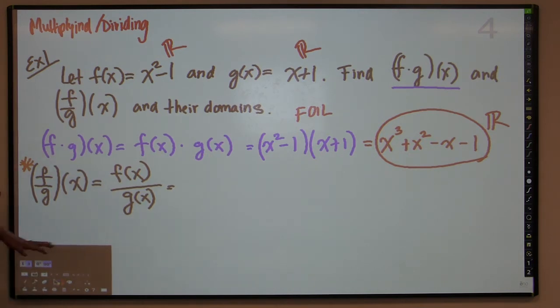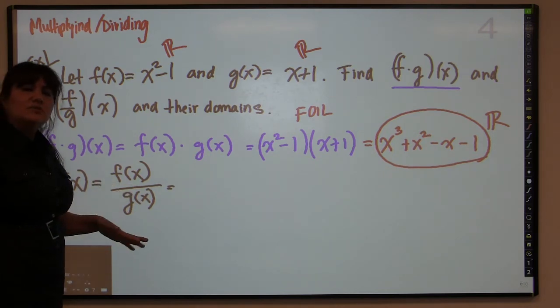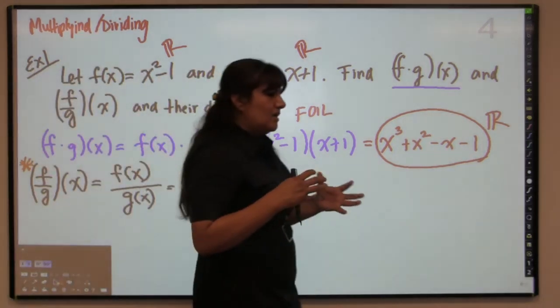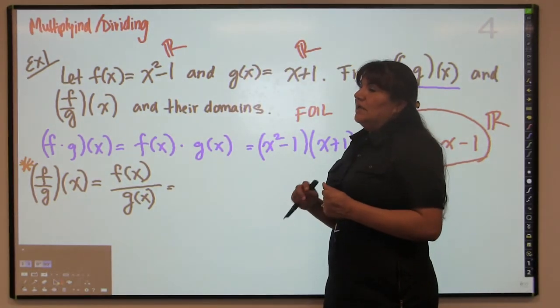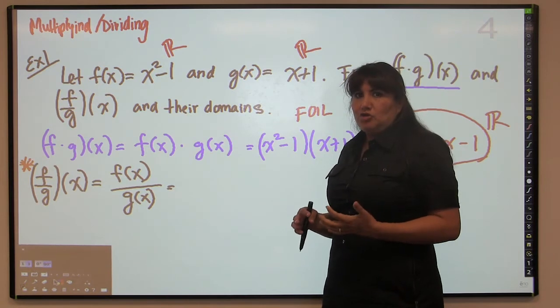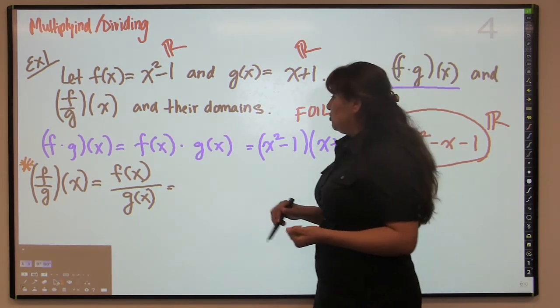It's very strange. In some ways, division of functions is the easiest because there's not a lot of simplifying to do. But then again, it's harder because it's the only one that you really have to look at the domain for. So you can be the judge of all that. I'll show you what I mean.